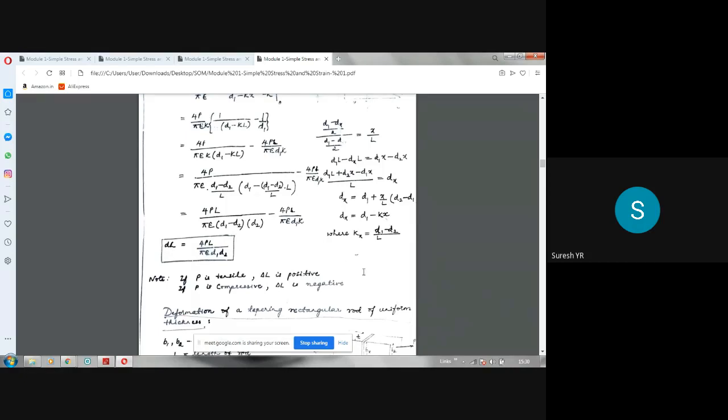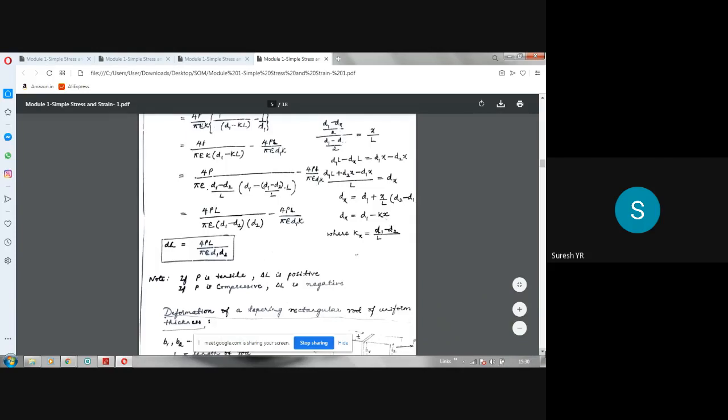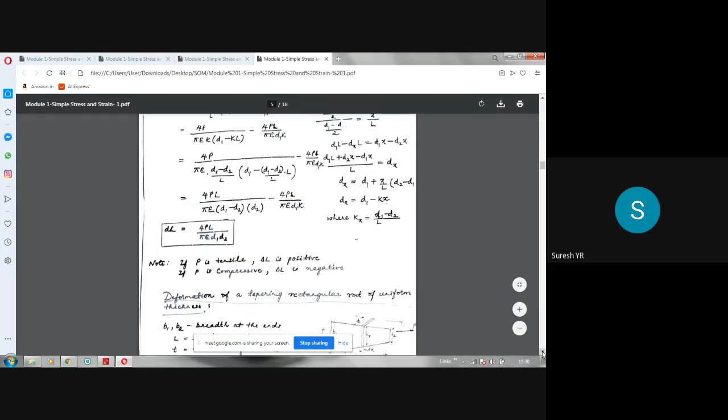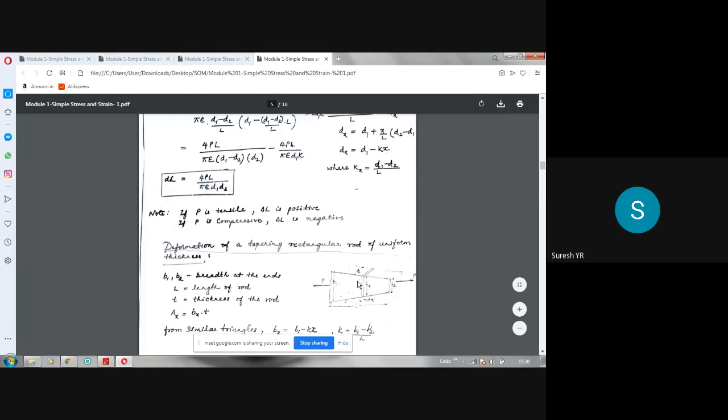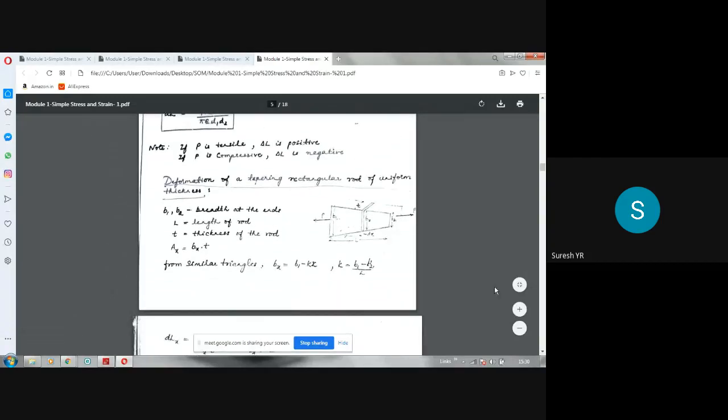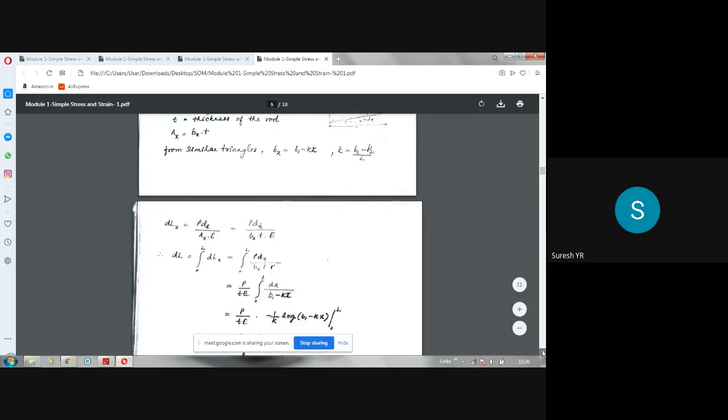Similarly, you have another derivation, deformation of a tapering rectangular rod of uniform thickness. So you have a rectangular bar like this, thickness is the same. The thickness is T from here to here, but the width varies. Okay, width varies from B1 to B2. Thickness is the same. So the area here is B1 into T, area here is B2 into T. Now, based on the similar first principles which we did for the circular tapering rod, if you do the derivation, considering a small elemental length here of width b suffix x at a distance x from the first end, and doing the same integration, you will get the formula like this.